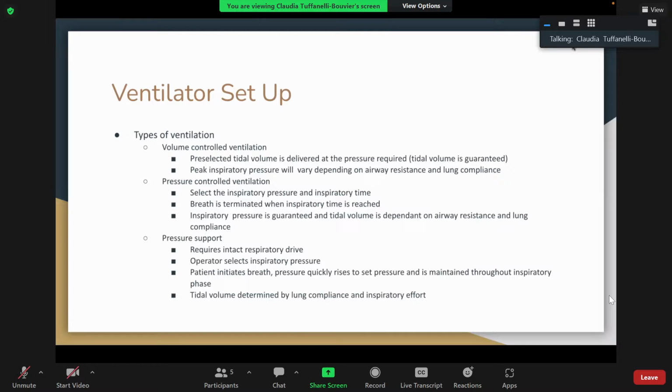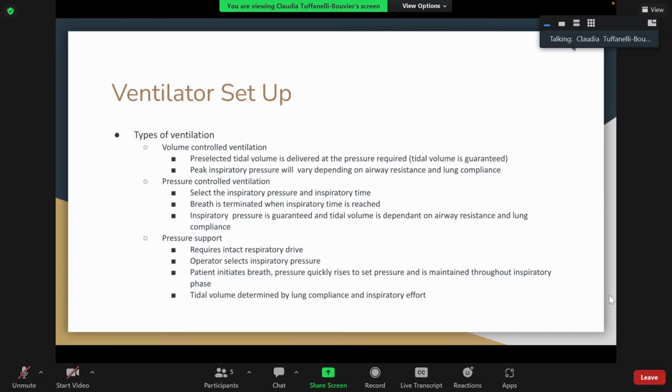So say you have a patient, you want them to get 400 milliliters tidal volume every breath. You're going to set that 400 specifically, and then the ventilator is going to use whatever pressure it needs on inhalation to get that much tidal volume. The peak inspiratory pressure is going to vary depending on the airway resistance and the lung compliance. So that's your underlying lung disease, as well as the size of your tube, and if there is any swelling in the airway. But usually it's just the size of the tube and the lung disease that you're dealing with.